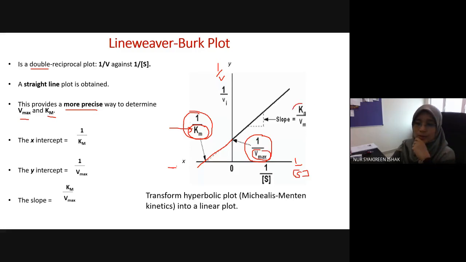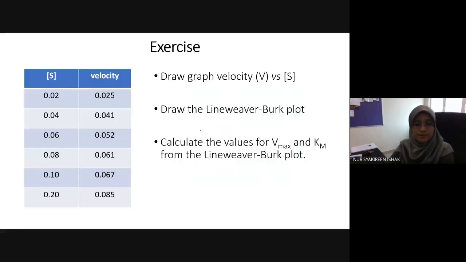So the slope is ini kita separuh kan, Km per Vmax. Okay. So basically, Lineweaver-Burk plot transforms a hyperbolic plot of Michaelis-Menten kinetics into a linear plot. So daripada graph ni, awak nak cari value yang mana di intersect ni. Okay. So daripada kawasan yang dia intersect ni, you can determine the Vmax and the Km value.